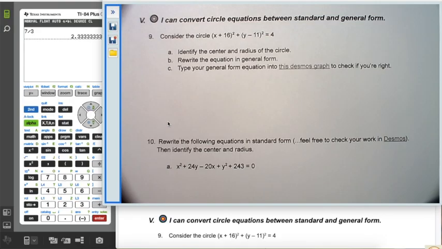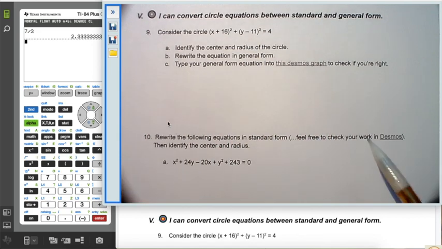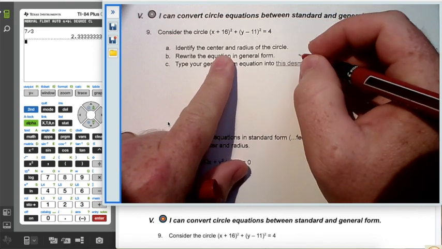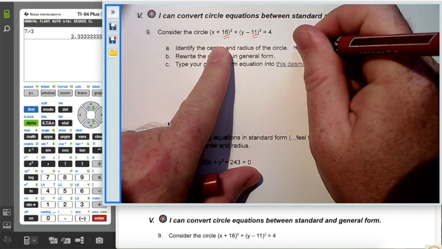All right, last topic, topic 5. I can convert circle equations between standard and general form. Alrighty, so we're going to take a circle that is currently in standard form. We're going to first identify the center and the radius. That should be pretty easy to do just by looking at the numbers in 16 and negative 11.